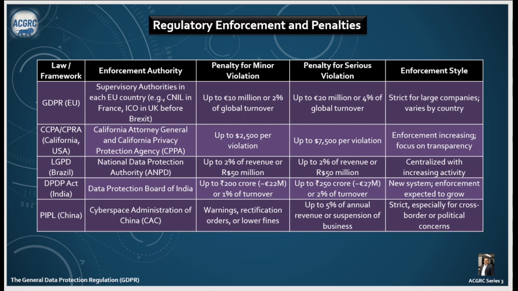In Brazil, there is LGPD. The authority is the National Data Protection Authority. The penalty is 2% of revenue or 50 million local currency. Penalty for serious violation is 2% of revenue or the same, 50 million. This could vary, need to check what is the latest on the website. It's very active, centralized with increasing activity. GDPR is also very active, and of course the California laws also. So all these styles are active. The DPDP Act is from India. Its authority is the Data Protection Board of India.